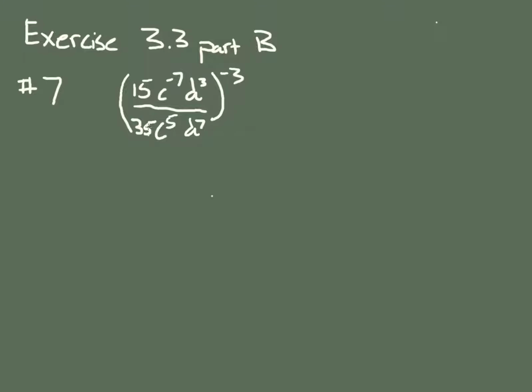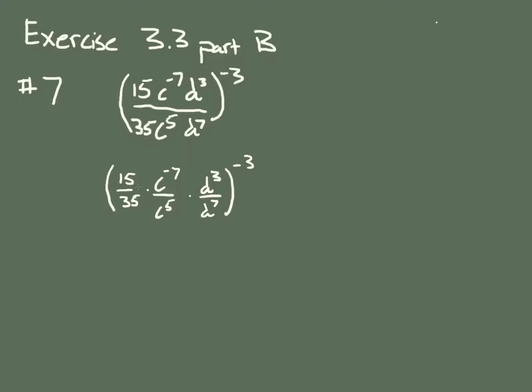When I see this problem, the first thing I envision is these are all being multiplied together. So I rewrite this and I put the same terms over each other. So I've got 15 over 35 times c to the negative 7th all over c to the 5th times d to the third all over d to the 7th, and then that's still all being raised to the negative third. Now I haven't simplified anything. All I've done here is broken it apart so I could visually see it easier.